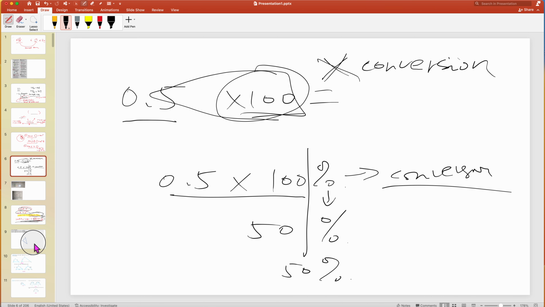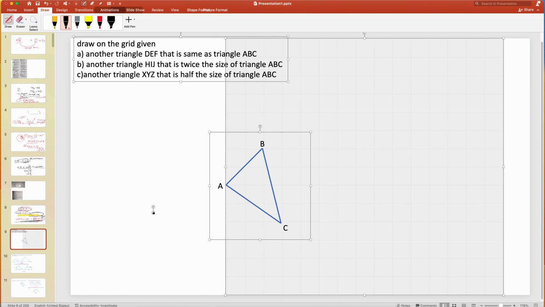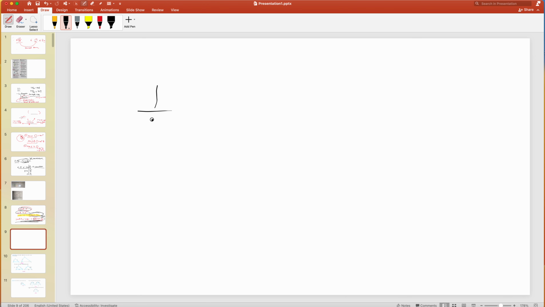So let's say if you get this, if you are asked to convert the fraction into percentage, you times 100%. Why times 100%? Why not 100? Which one is correct? If I want to do conversion, 100%. Why? Because it's percentage.